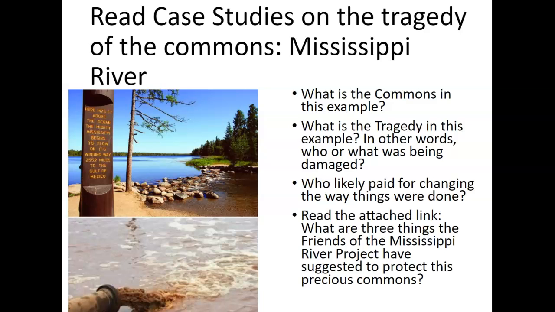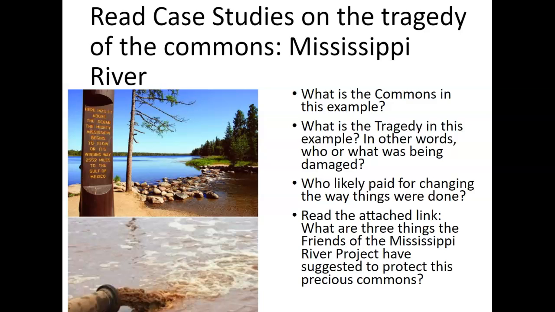Now, this is not going to be your assignment for today, but for tomorrow, actually. I'm going to have you read the case study on the tragedy of the commons, the Mississippi River in particular, and identify the commons, identify the tragedy, and who or what was being damaged, and who likely paid for the change. And then read the link that I have on Schoology about the Friends of the Mississippi River project and what they have suggested to protect the precious commons of the Mississippi River. So that is going to be tomorrow's assignment.